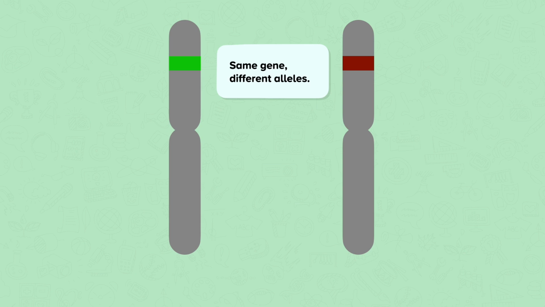If a gene is always expressed, even if the individual only has one copy of it, we call it a dominant allele and we give it a capital letter. If a gene is only expressed if the individual has two copies of it, we call it a recessive allele and we give it a lowercase of the same letter.